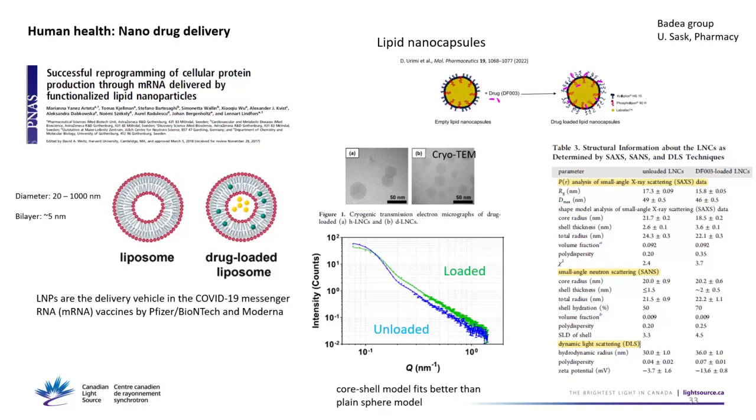And SAXS definitely played a role in characterizing: is the drug inside the liposome? Is it embedded in the layer? Is it on the surface? Is it in there at all? You need to have a really highly characterized drug before it's going to be released to the public. So SAXS definitely played a role in characterizing these liposomes that were an important part of the COVID-19 vaccine.